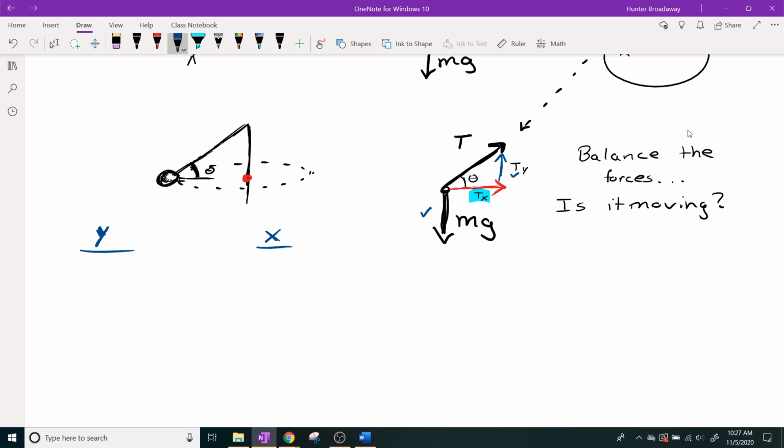Wait. You just said to balance. You don't need the notes for balancing. Balance. You set them equal to 0, right? Sum of the forces is equal to 0, okay? So in the y direction, the sum of the forces, we know since they're balanced, it's going to equal 0.